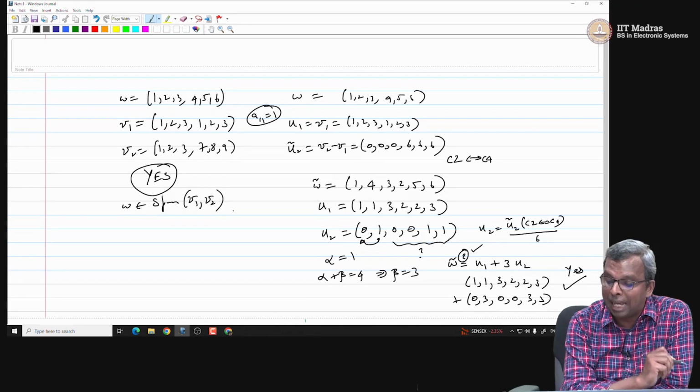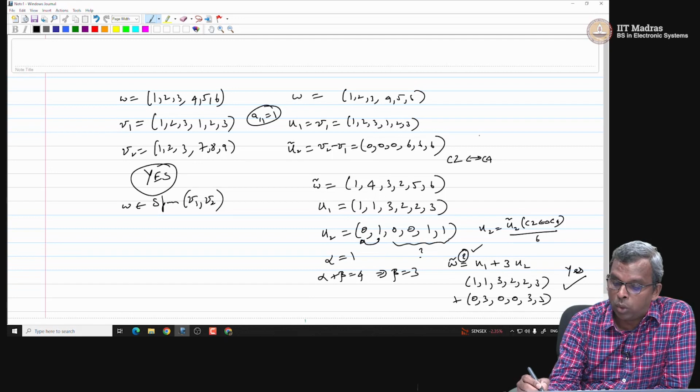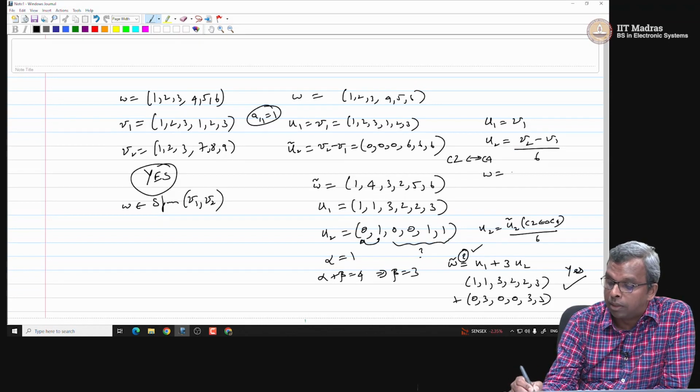But then, if you have to find the alpha beta, you have to pay some attention to how this worked out, right? So, you can retain u1 as it is, and then u1 is v1, and then u2 becomes v2 minus v1 by 6, isn't it? v2 minus v1 by 6. Of course, we did the interchange, but the interchange is not going to change your coefficients 1 and 3. You can go back and check that. So, you will get that w equals u1 plus 3 u2.